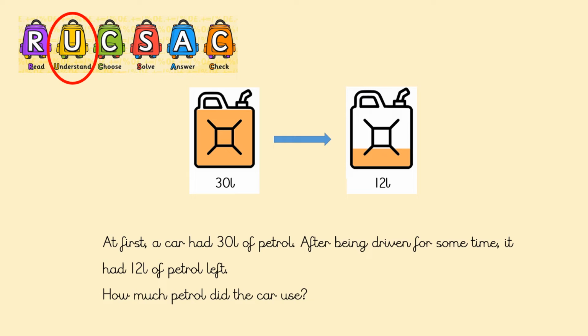Now we need to check that we understand. Do we know what the key information here is? Let's have a look. I've got 4 pieces of information I'm going to underline. Pause the video and have a chat with your partner. What do you think is the important information?